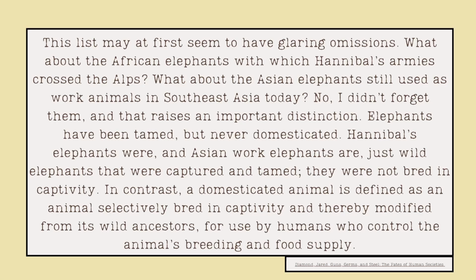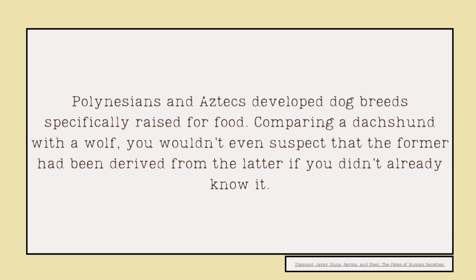In contrast, a domesticated animal is defined as an animal selectively bred in captivity, and thereby modified from its wild ancestors for use by humans who control the animal's breeding and food supply. Polynesians and Aztecs developed dog breeds specifically raised for food. Comparing a Dachshund with a wolf, you wouldn't even suspect that the former had been derived from the latter if you didn't already know it.